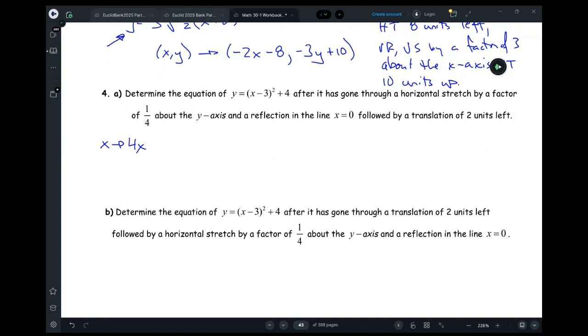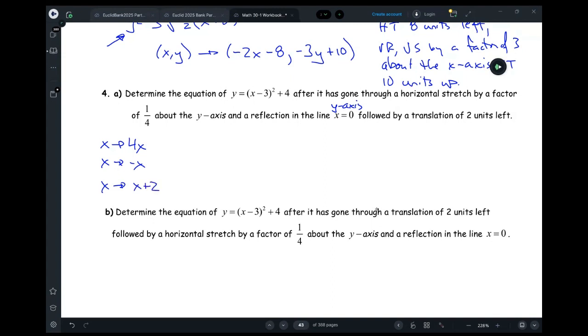About the y-axis, a reflection in the line y equals 0. Now, y equals 0 is going to be the y-axis. So that's a horizontal reflection. So I'm going to replace x with negative x, followed by a translation of 2 to the left. So x is going to be replaced with x plus 2. So now here we go.